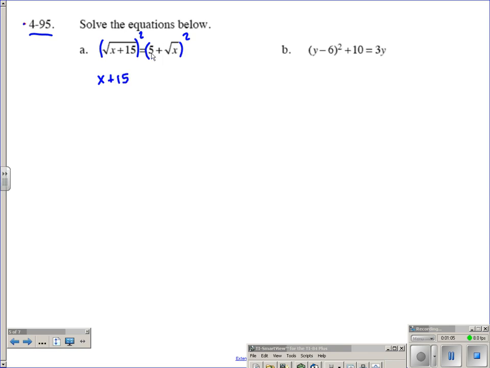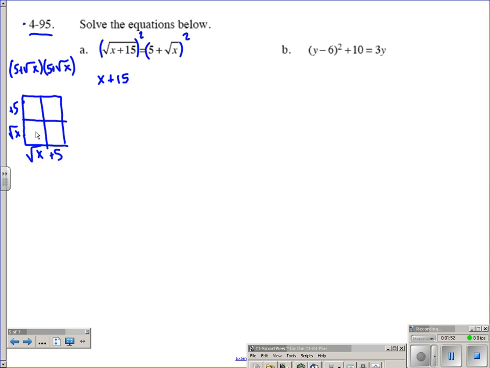On the right side, though, we have a binomial. We have 5 plus the square root of x. So we have to think about it like it is 5 plus the square root of x times 5 plus the square root of x. You're either going to need to FOIL it or set up your generic rectangle, and I'll do that. It's been a while since I've done one of these. So let's say the square root of x plus 5, and the square root of x plus 5.